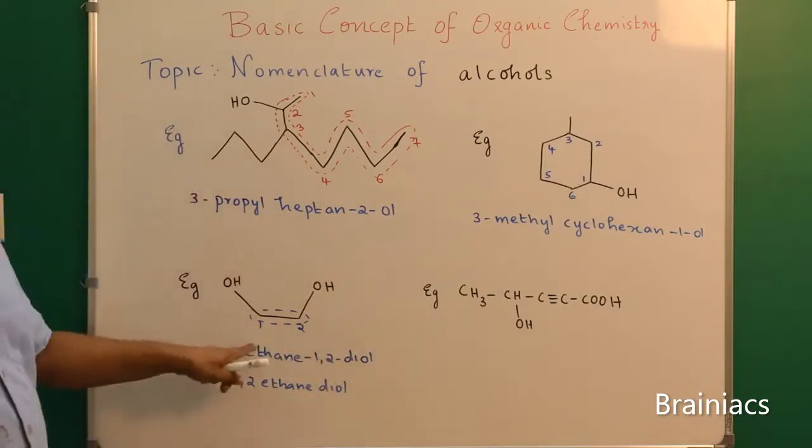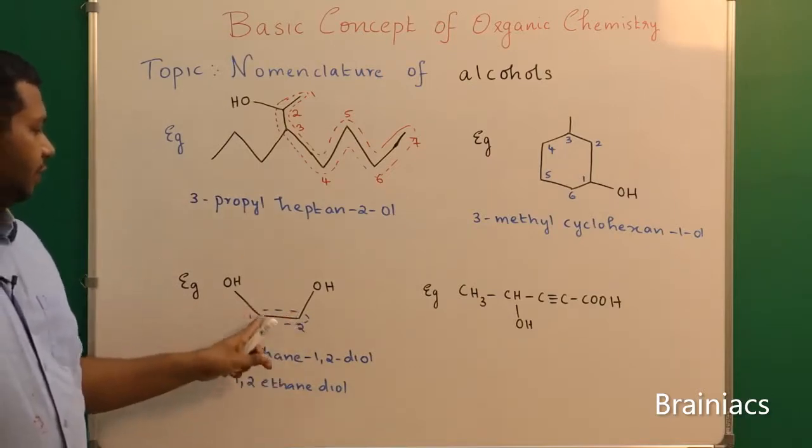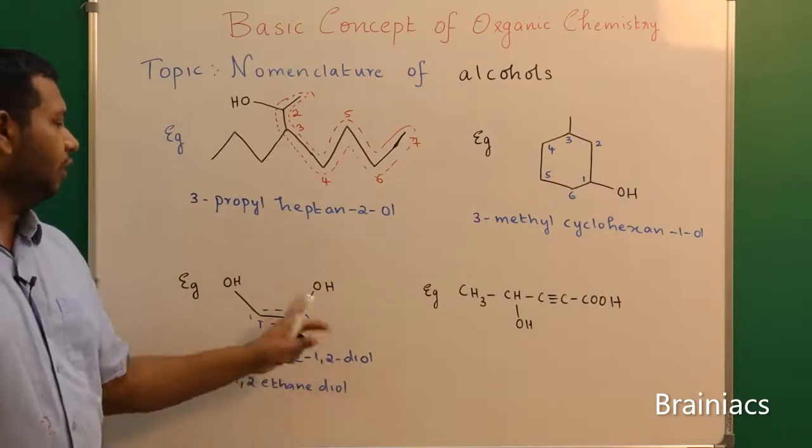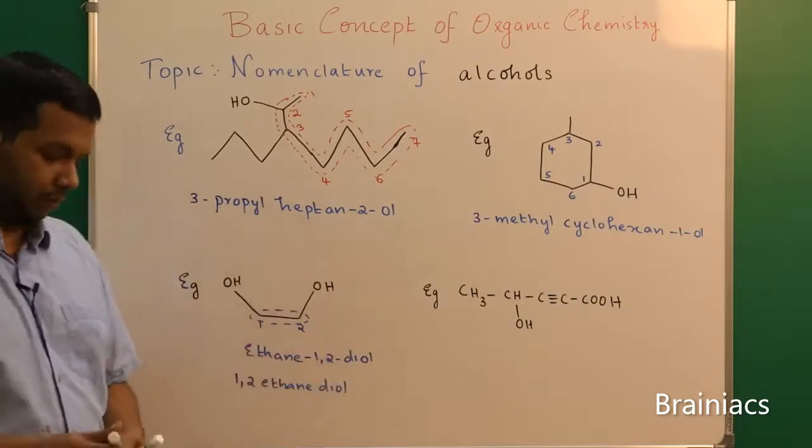Eth because two carbon atoms, ane because they are connected through single bond. At first and second position you have the functional group ol. Since both are the same, we use the term di. So ethane-1,2-diol.